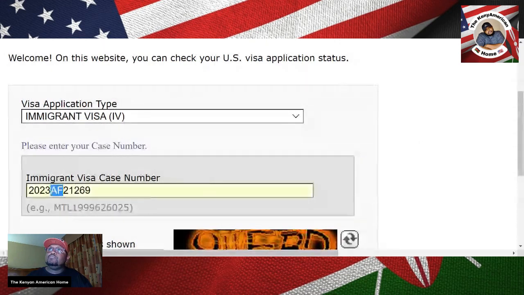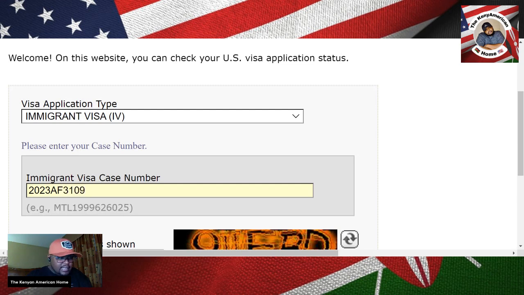So, if it's AS, it's Asia. If it's EU, it's Europe. But I'm really mostly focusing on Africa. Okay, so that's the two kinds of refusals that you can get. So what happens is, if your refusal is under the 221G, if you're able to cure whatever put you in administrative processing, then you put on another status.